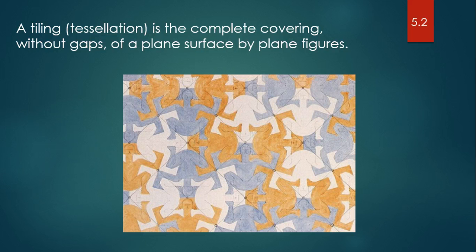Now we've actually looked at a tiling or a tessellation before when we looked at this particular Escher piece. When we looked at this before, we were looking at rotational symmetry within the figure. We're going to come back to this picture in a little bit to look at how Escher was able to tile with this figure.